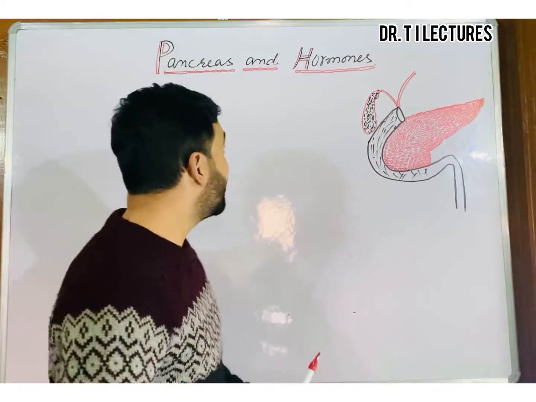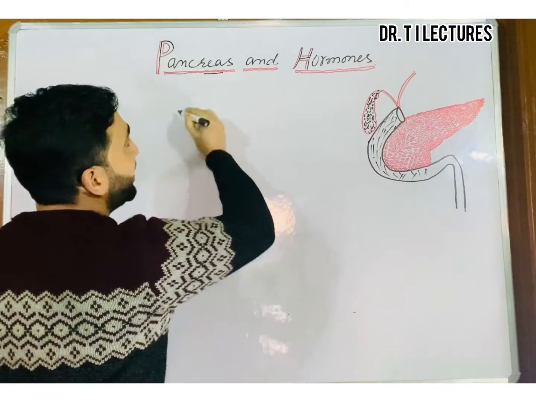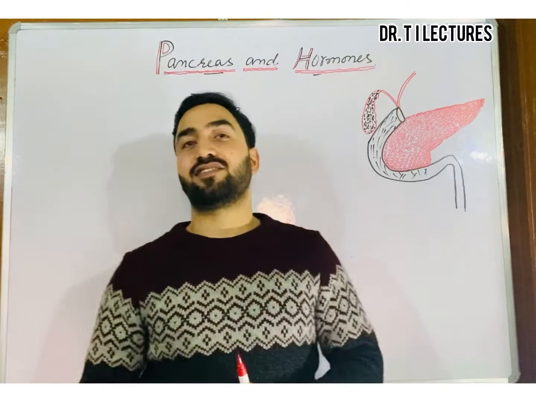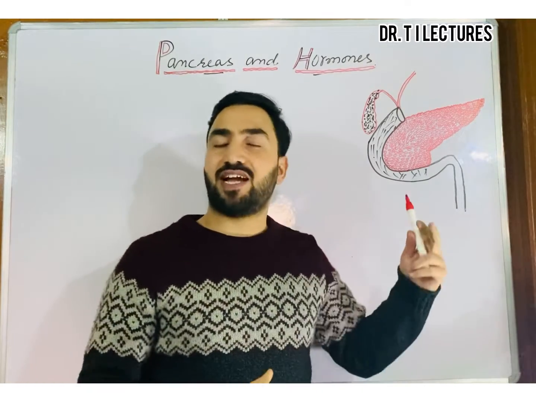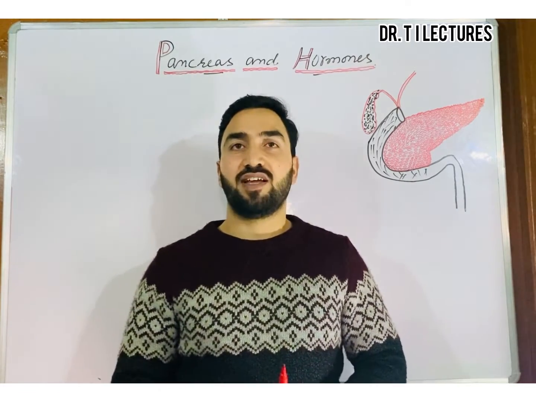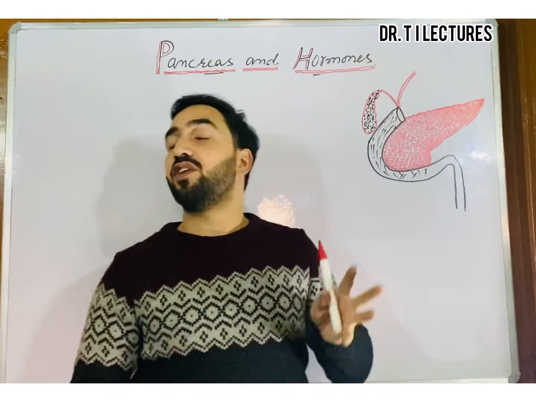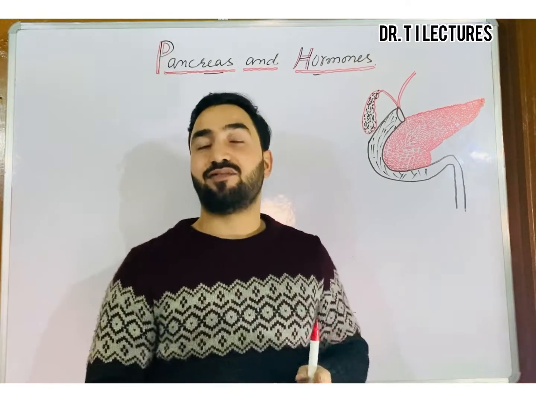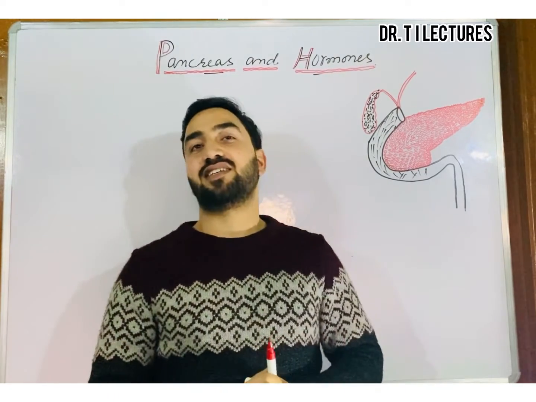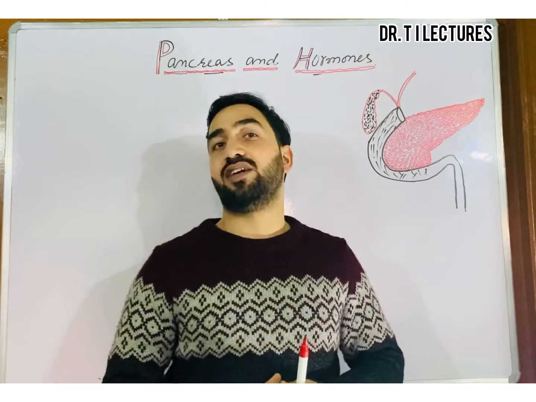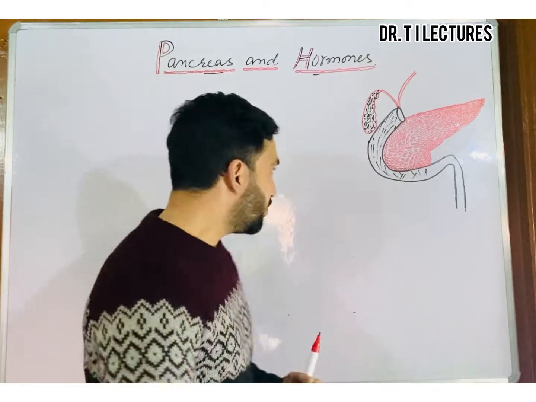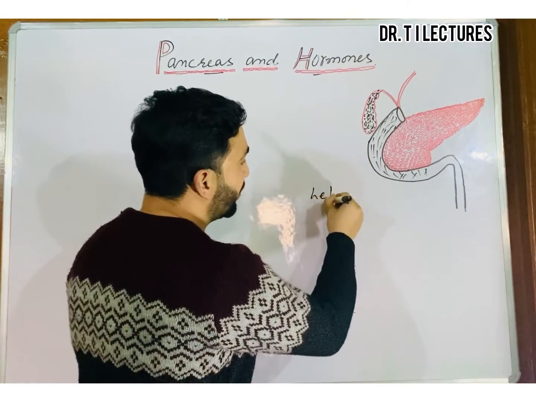In this video lecture, we'll be discussing the pancreas and its hormones. In our body we have different kinds of hormones and different kinds of organs. The pancreas is one of the important gland organs present inside our body, and it is a heterocrine gland, which possesses both endocrine as well as exocrine function. So we call it a heterocrine gland.